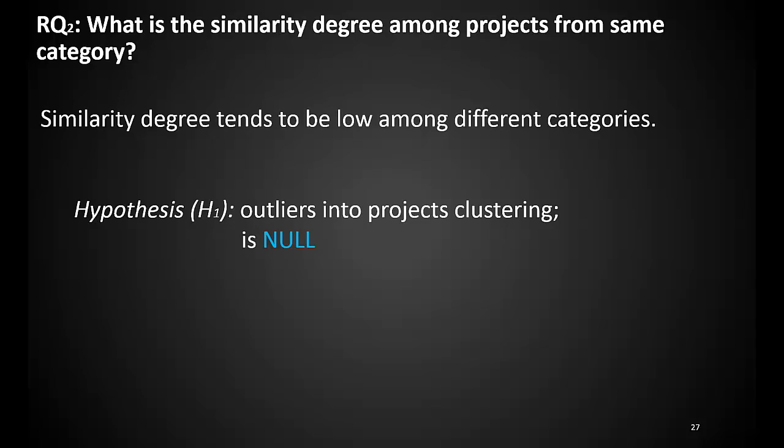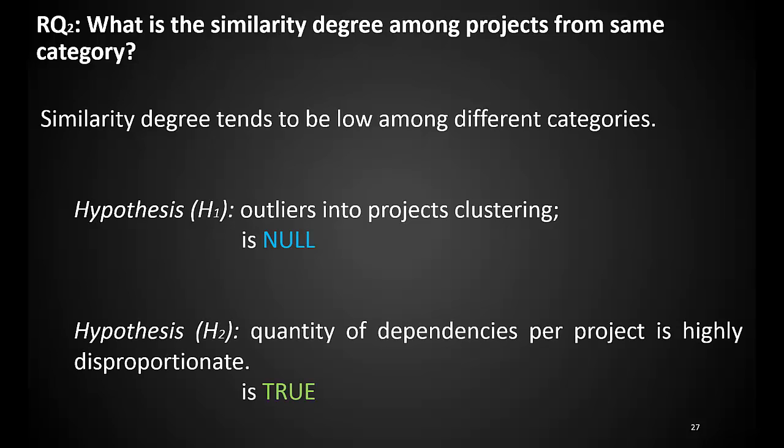Hypothesis 1 is null since ASF categories are not influencing the similarity behavior, and the trend of dependency similarities was low even with blended categories. For hypothesis 2, we got 74% of dependencies declared by single projects, which certainly caused low similarity degree between comparisons. Briefly, hypothesis 2 is true, and the quantity of dependencies per project is highly disproportionate.